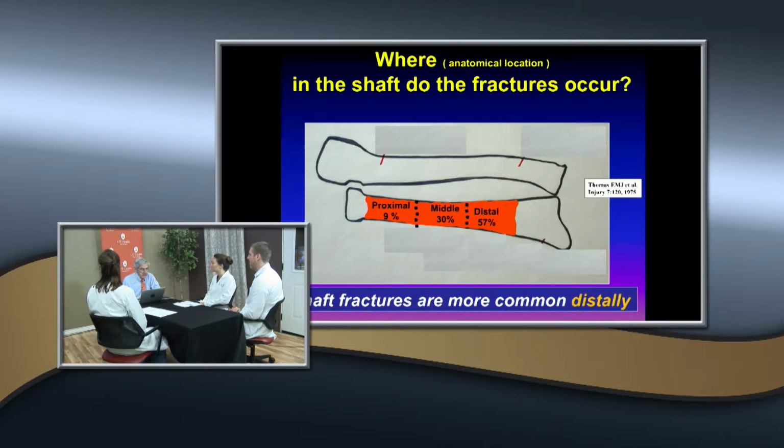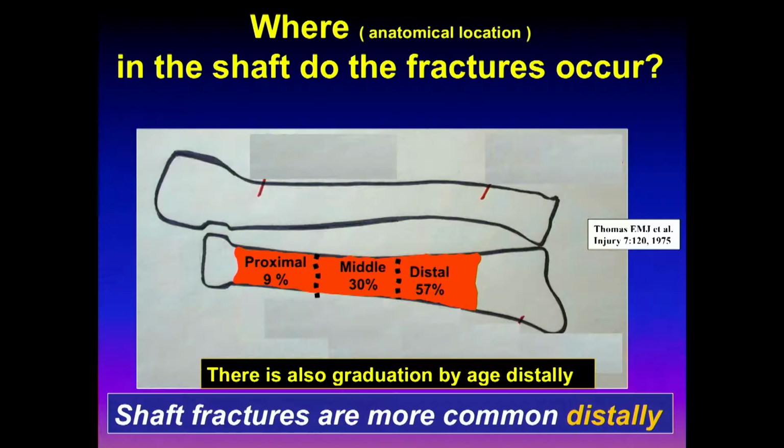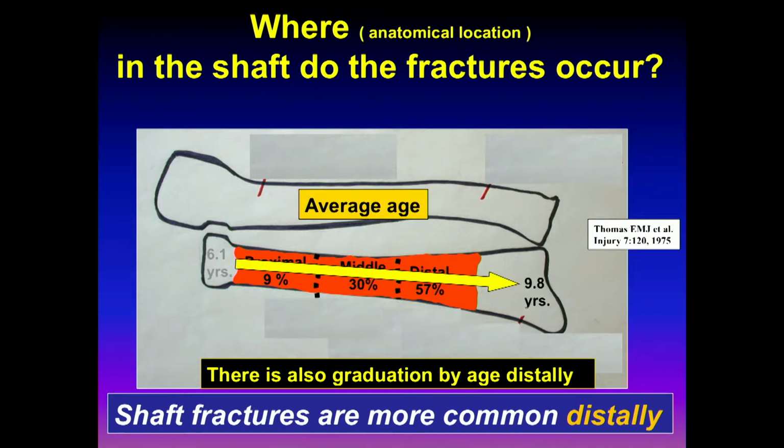So what's the message here? The more distal is where most of our action is. And why is that? Because you're getting towards the metaphysis. That's right, and it's a little bit more immature bone. There's also a graduation by age. The average age here is about 6 years, and it's really not until a little bit older, about 9.8 years.